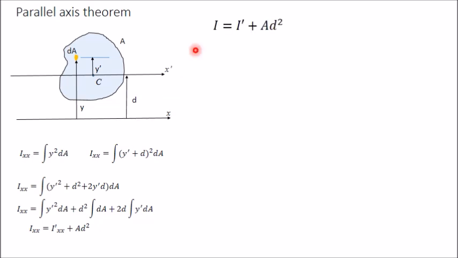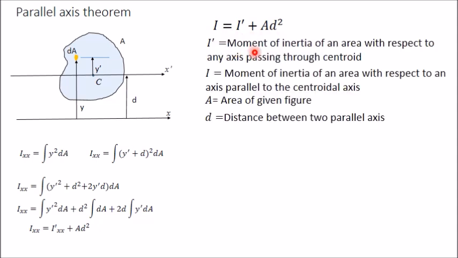You can write the equation in this way: I is equal to I dash plus A into d square, where I dash is the moment of inertia of an area with respect to any axis passing through the centroid. It may be the x-axis, or it may be the y-axis, or it may be any axis like this, or any axis like this.